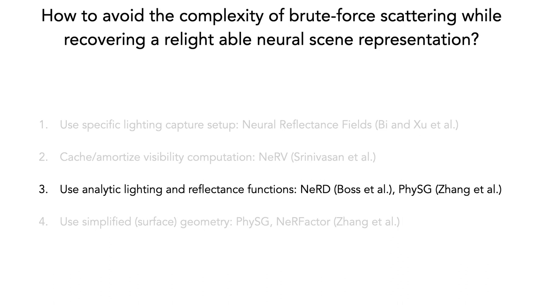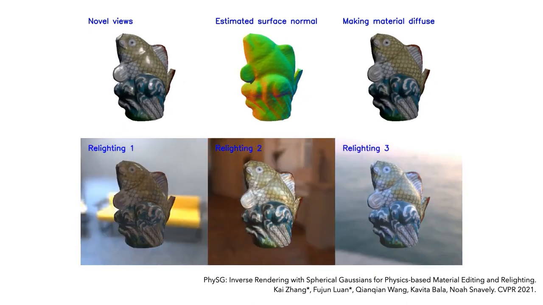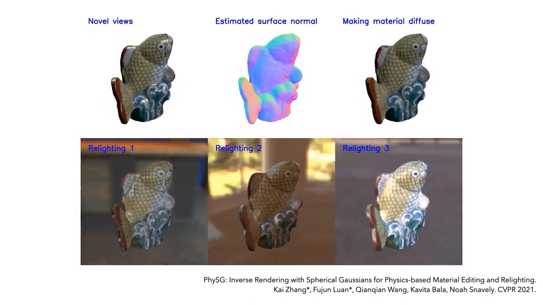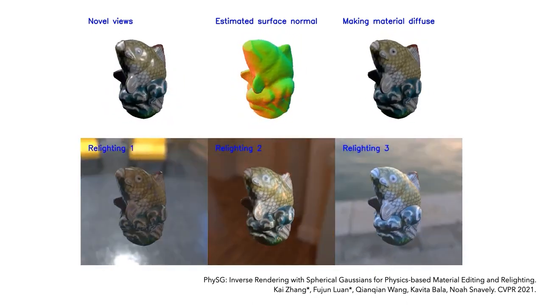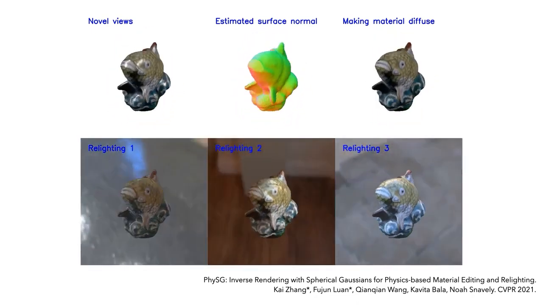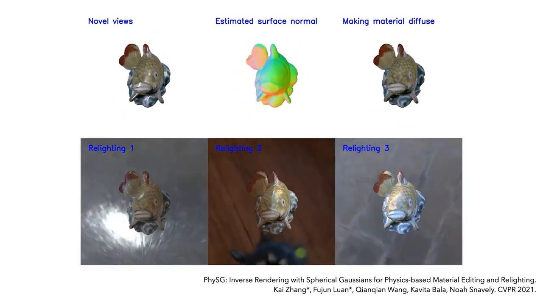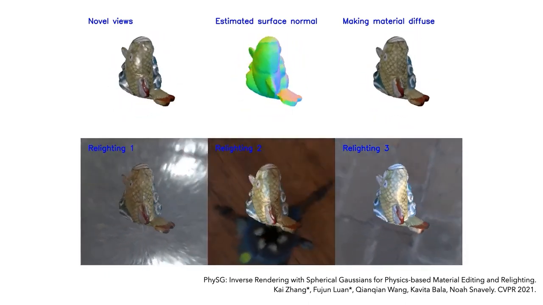So two recent techniques, neural reflectance decomposition, or NeRD, and PhiSG, represent environment lighting and reflectance using spherical Gaussian functions. This enables the integral of lighting against reflection at any point to be computed efficiently without having to sample light rays. But it makes the assumption that there's no self-occlusions. So while the strategy is quite effective for modeling convex objects illuminated by an environment map, it has trouble simulating the effect of cast shadows.